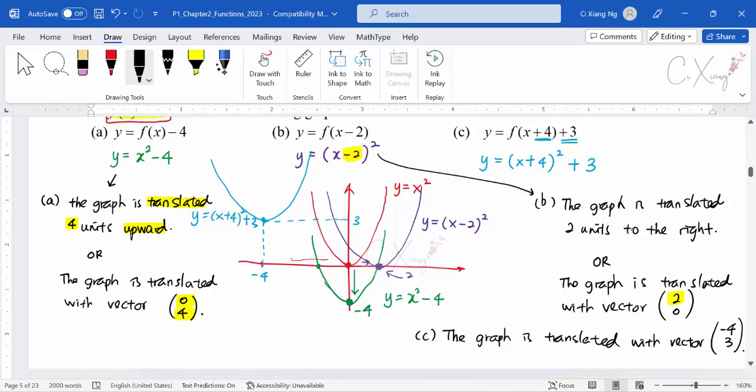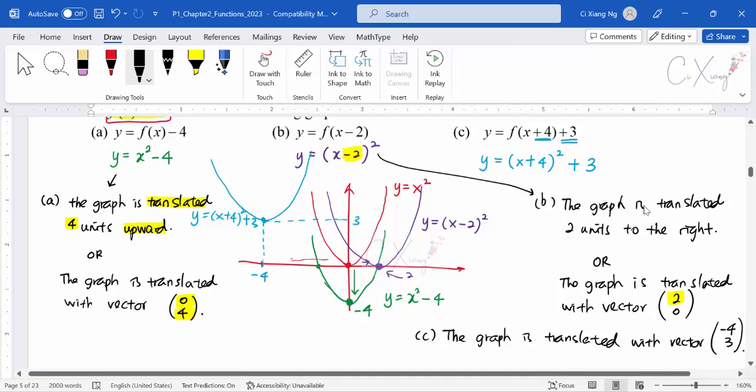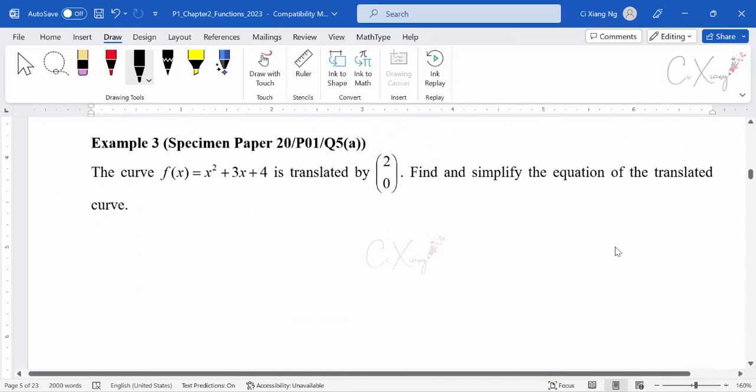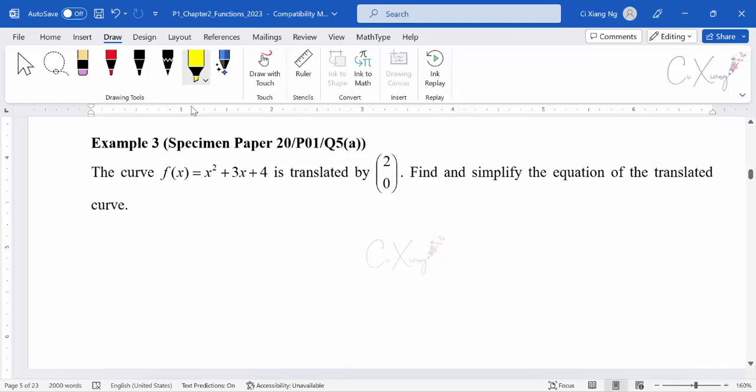Okay, so for examples 3 and 4, they are more exam-style, more exam-like questions. Let's have a look at example 3. This example 3 is taken from the specimen paper of year 2020, paper 1, question number 5A. They give us a curve. This is the original curve, and then they said it is translated by (2, 0). So find and simplify the equation of the translated curve.